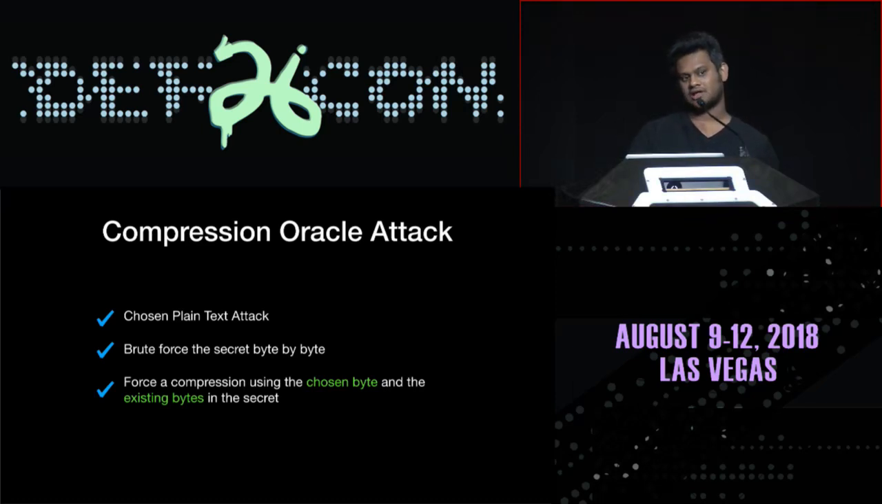Now, in any kind of oracle attack, like you might have heard of the padding oracle attack, right? The attacker's final goal is to choose a specific byte which also participates in the data compression with the existing secret. So let's see that in more detail in the upcoming slides.